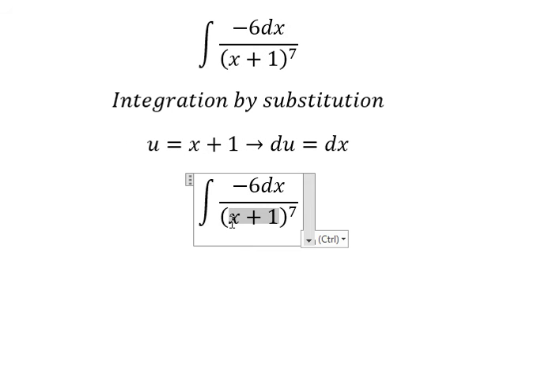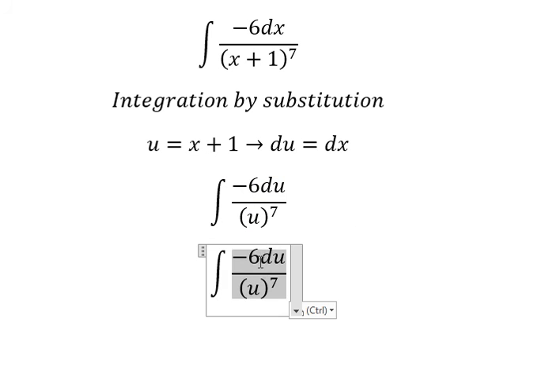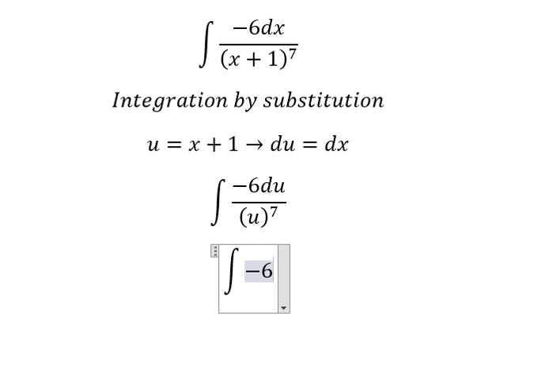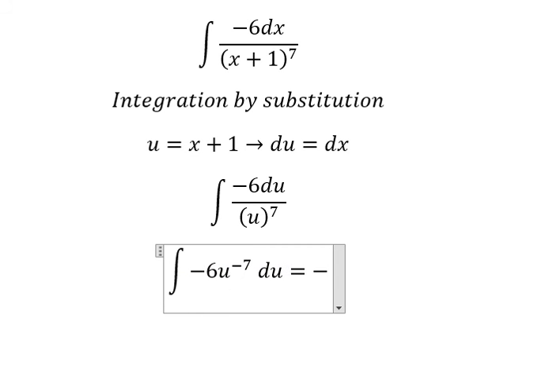So this one we change by u. This one we change by du. This one we can write into negative number 6 u to the power of negative number 7 du. And now we have the final answer.